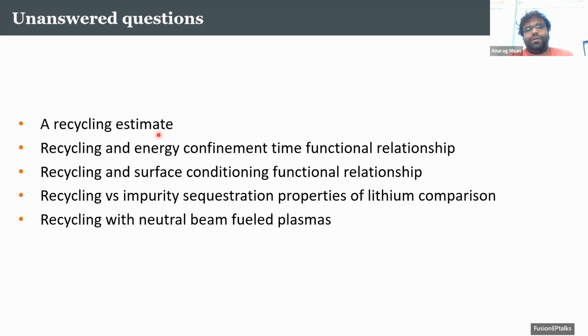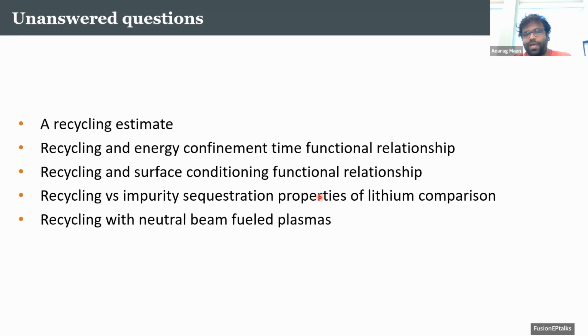And once we have an estimate, we can try to answer a bunch of really important questions, like how does recycling change as a function of energy confinement time, for example? And how does it change as surface conditions change? Or is it more or less important compared to impurity sequestration? You notice that the oxygen signal in the filter scopes goes down for passivated or partially passivated coatings. Is it more important that the lithium is gathering the oxygen, or is it more important that lithium is reducing recycling? And more importantly, the flat temperature profiles that we've observed in the past were for ohmic plasmas.